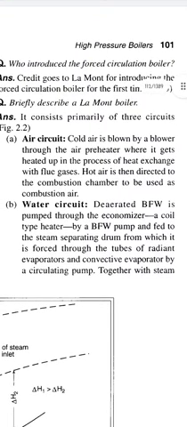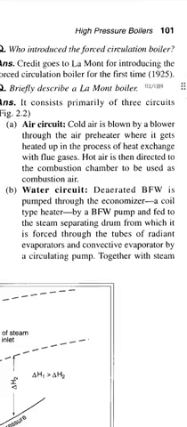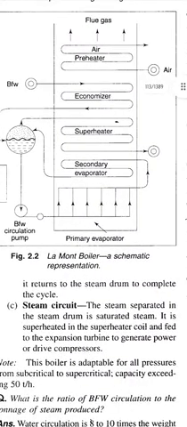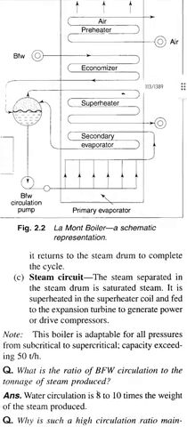Water circuit. Deaerated boiler feed water is pumped through the economizer, a coil type heater, by the feed water pump and fed to the steam separating drum, from which it is forced through the tubes of the radiant evaporators and convective evaporator by a circulating pump. Together with steam, it returns to the steam drum to complete the cycle.